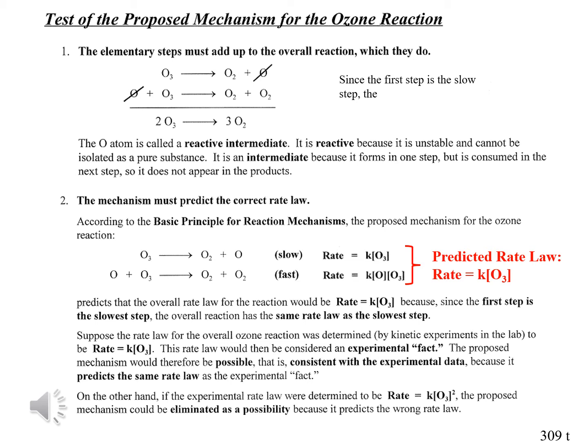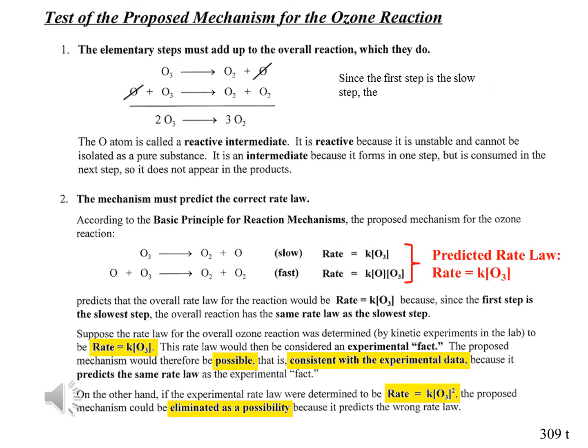Well, the predicted rate law is k times [O3] to the first. If you go and do the kinetics for this experiment in the lab and you find that the rate law really is k times [O3] to the first, you can say that this mechanism is possible because it gives you the same predicted rate law as what you found in the lab. But if you find out that the rate law is actually second order in O3, you can then say we have to throw out this mechanism because it gives you the wrong predicted rate law, so it can't be correct.